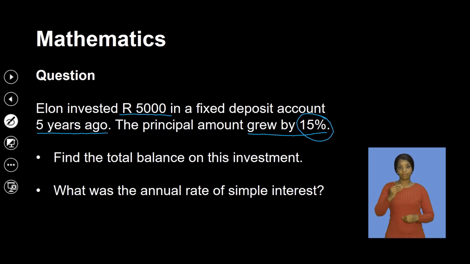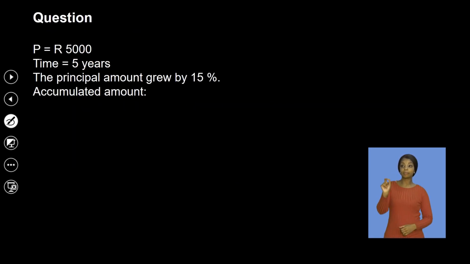So the first question, find the total balance on this investment. So that means it was 5,000, the time was that, the principal amount grew by that.